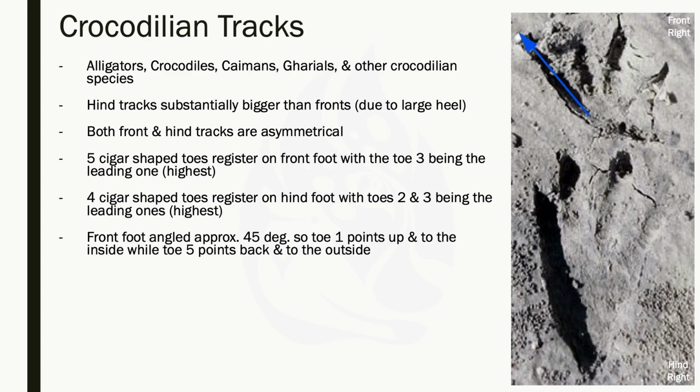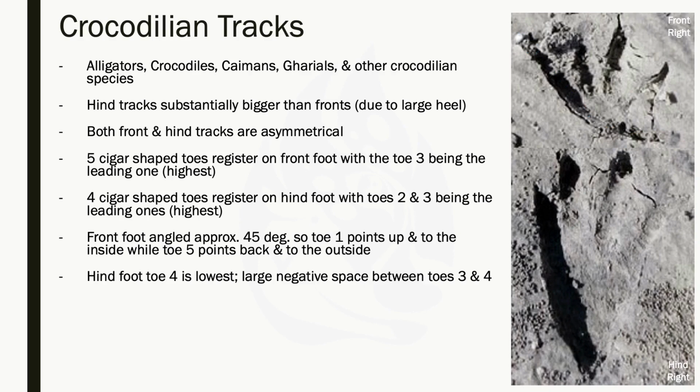The front foot is also going to be angled about 45 degrees from the horizontal. So if I draw a line up that first toe, that inside toe, it's going to point up and to the center line of the animal at about a 45-degree angle. Whereas if I take that fifth toe, that's the orange line you can see there, the inner toe, toe 1, is the blue line, but the outer toe is going to point to the outside of the animal, and back into the outside. So we can see that here.